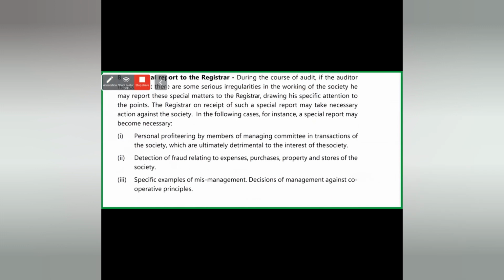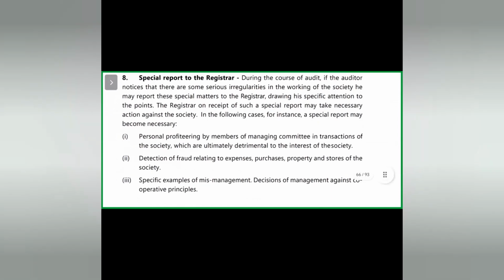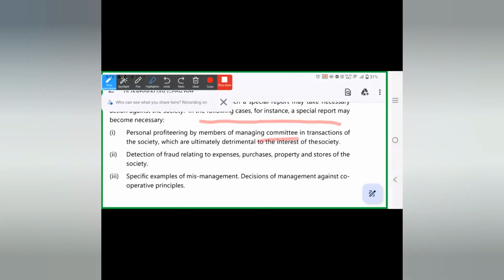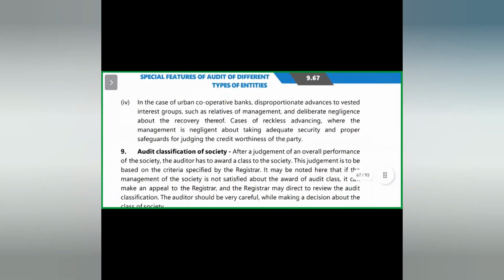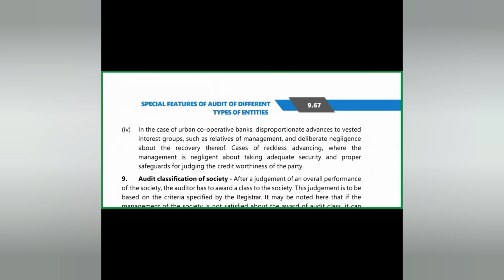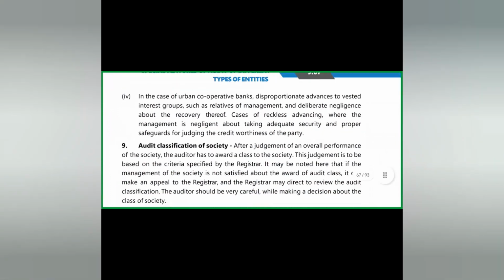In the following cases, a special report may be necessary: where personal profiting by members of the managing committee in transactions has been ultimately detrimental; detection of fraud relating to expenses, purchases, property, and stores; specific examples of mismanagement. In case of urban cooperative banks, misappropriation of advances to vested interest groups such as relatives of management and deliberate negligence about the recovery thereof. Cases of reckless advancing where the management is negligent about taking adequate security and proper safeguards.